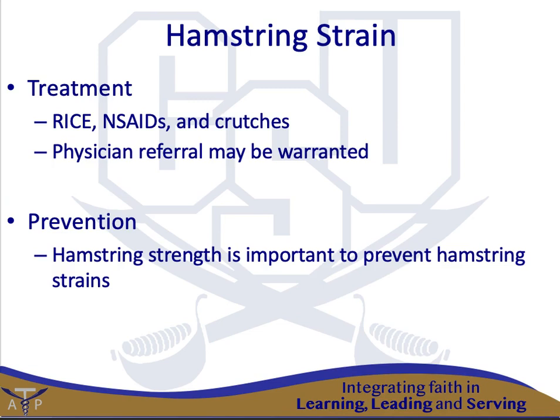For treatment, we want to rice, use NSAIDs and crutches again, similar to the quadriceps strain, and we may want to refer them to a physician if it is that grade 3 hamstring strain. Prevention: hamstring strength is really important to prevent hamstring strains, especially when we want to balance the musculature of the quadriceps and the hamstrings.